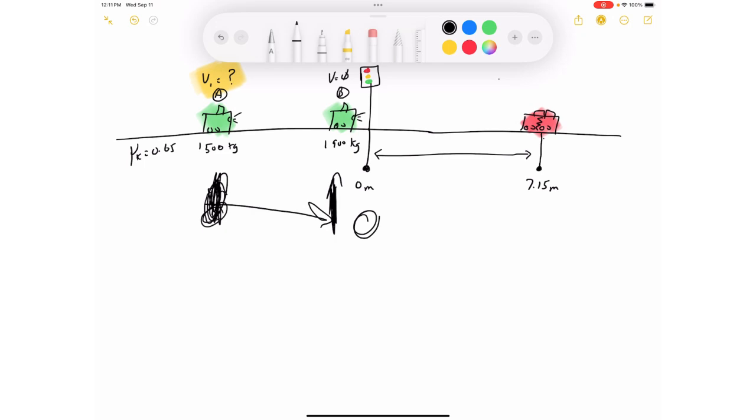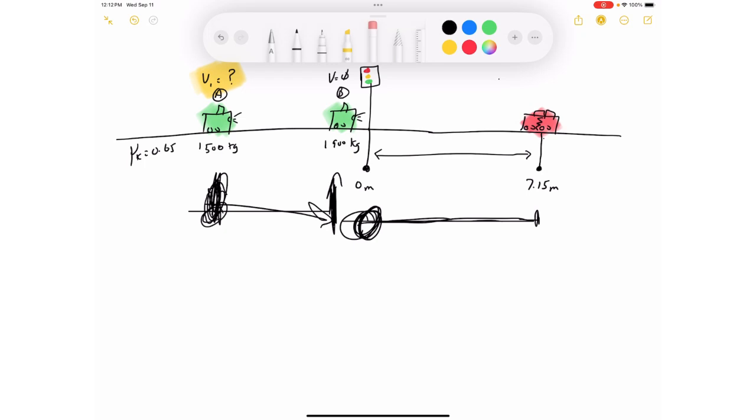They're going to become one mass. They're going to link up, and then they're going to skid 7.15 meters until they stop. So car A is going, boom, it's going to hit it. They're going to link up, and then they're going to skid together for a distance of 7.15 meters. So the problem is, what is the initial velocity of A that can cause this chain of events to occur?